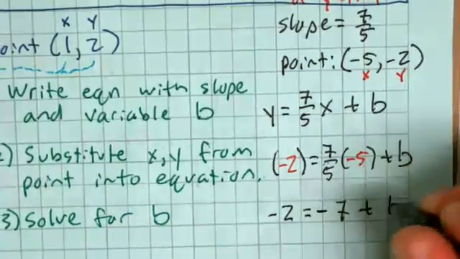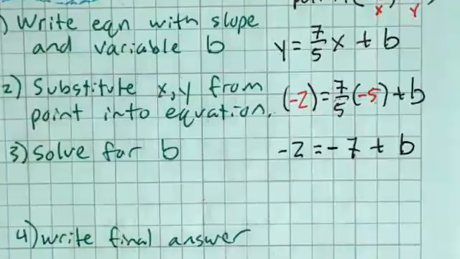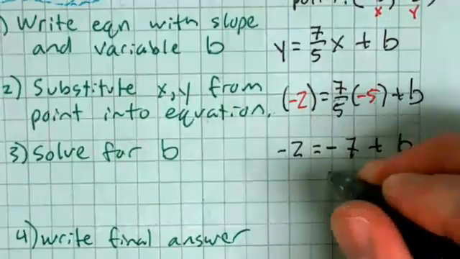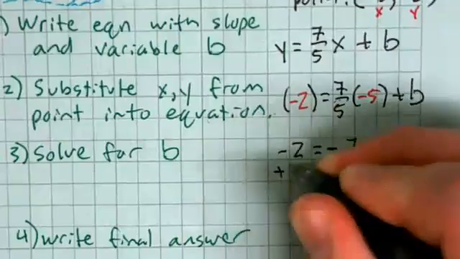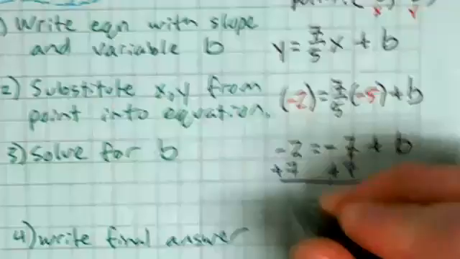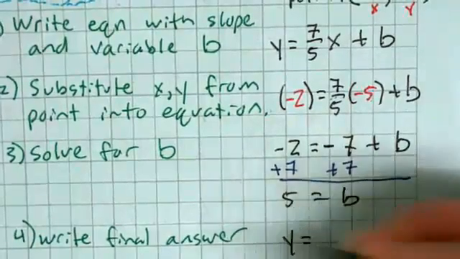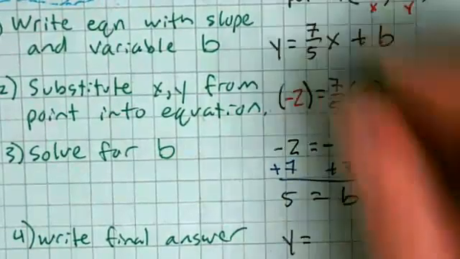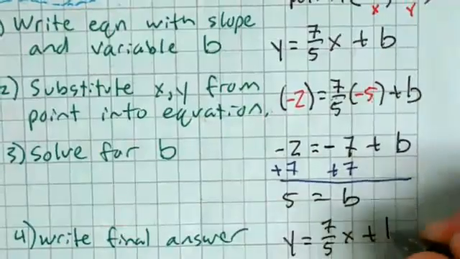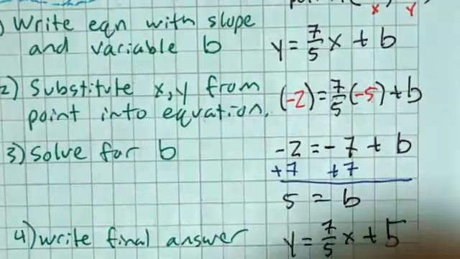Okay, so that's plus b. One more step to get b by itself. How are we going to get rid of this -7? Add 7 both sides. -2 plus 7 is 5. Final answer, y equals, what was my slope again? 7/5x. Now I know that it's plus 5. I almost put plus b there, but I salvaged it again.